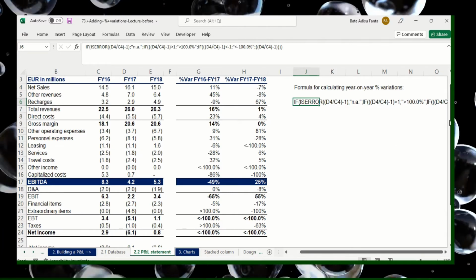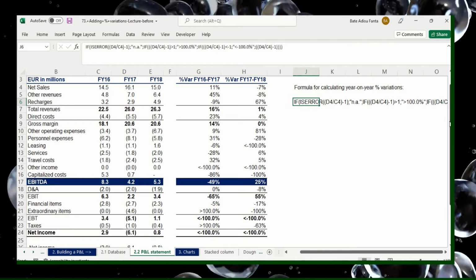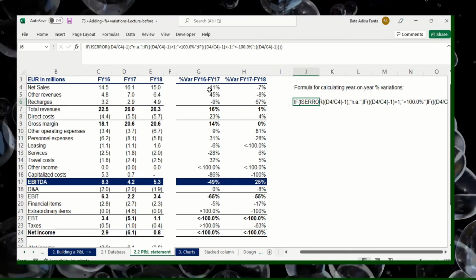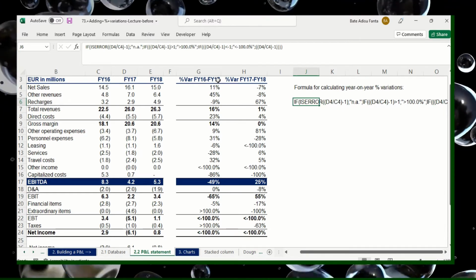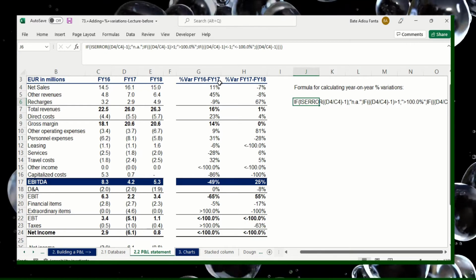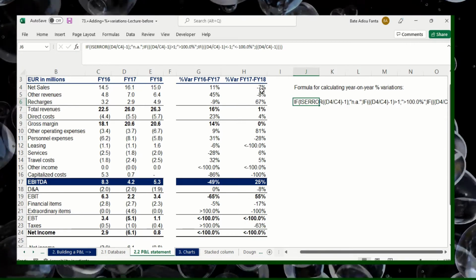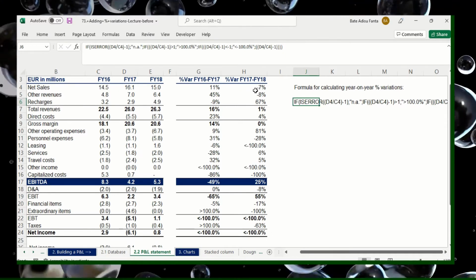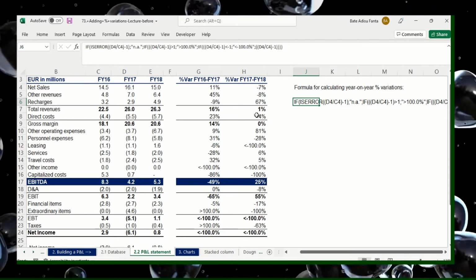Yes. So this is how our percentage variation goes from year to year. You can easily see that the net sale increased by 11% from 2016 to 2017, and from 2017 to 2018 it decreased by 7%. So you go looking for the problem, where the problem is based on this data.